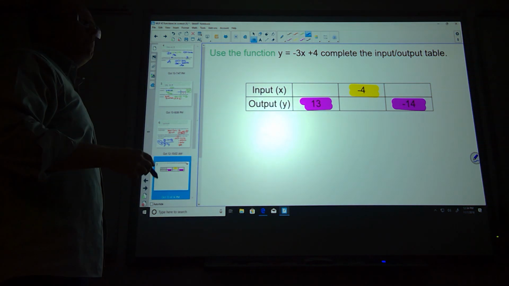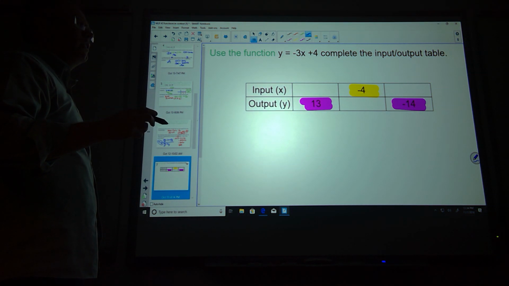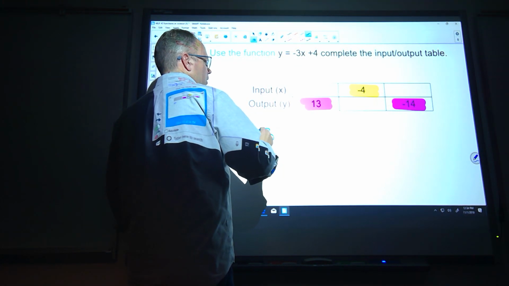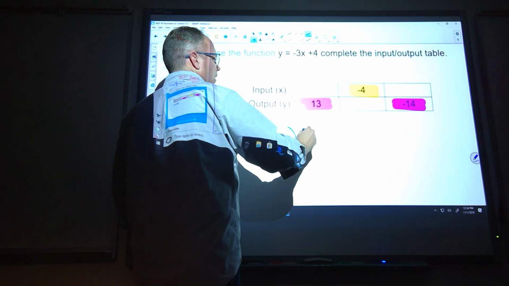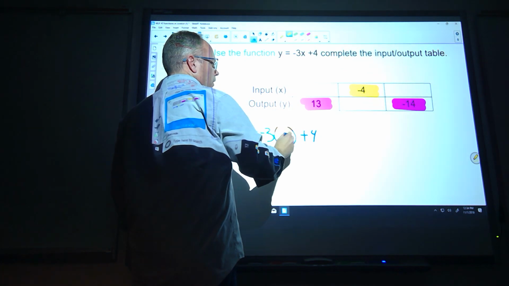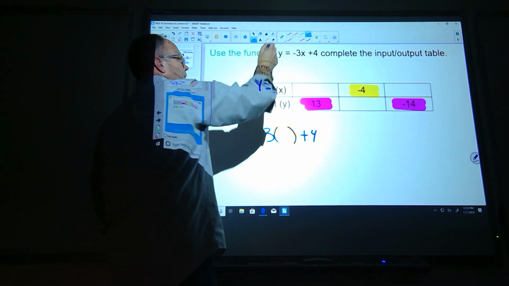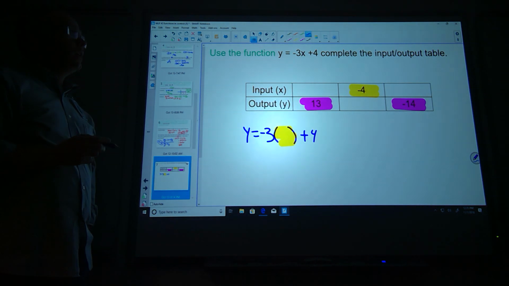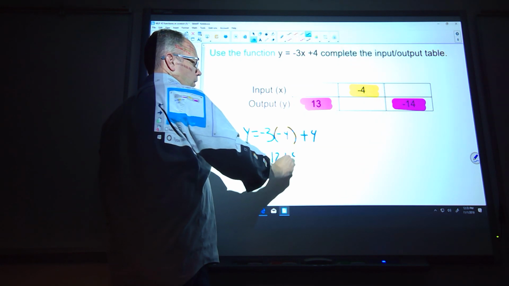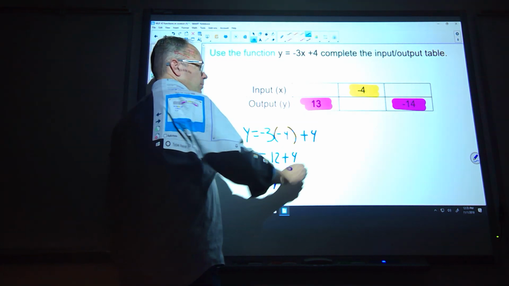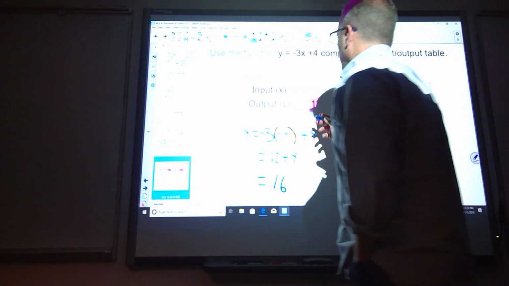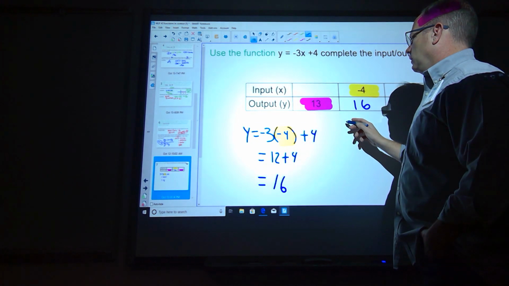So, input is X. So this yellow, I'm going to plug in right there. I'm going to plug in my yellow highlighter right here. What am I going to plug in that yellow region? Negative 4. All right, so that's going to be 12 plus 4. Looks like 16. So 16 is my output right here. Output is a Y.